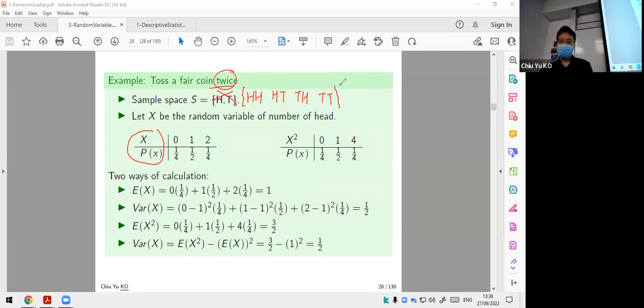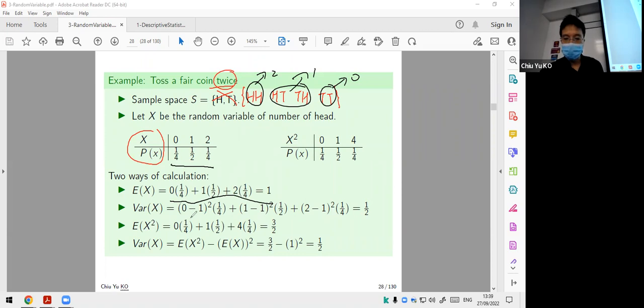So the number of heads: this one is 2, these two are 1, and this is 0. That's how you get this number. You can calculate the mean pretty easily: just multiply each and add together. And the variance will be every number minus the mean, take the square, times the probability, and so on and so forth. You get this number.